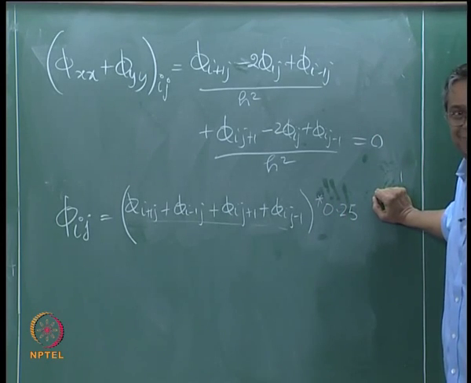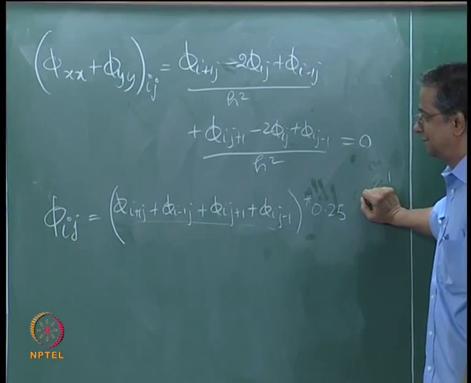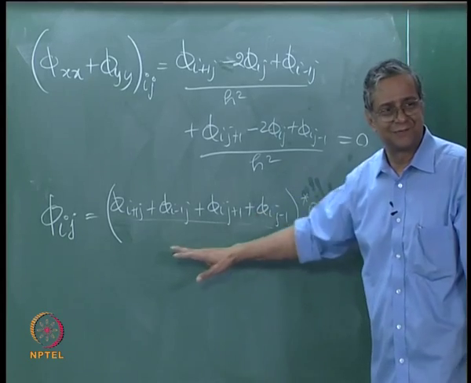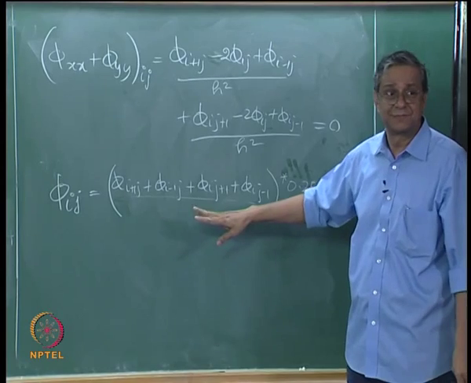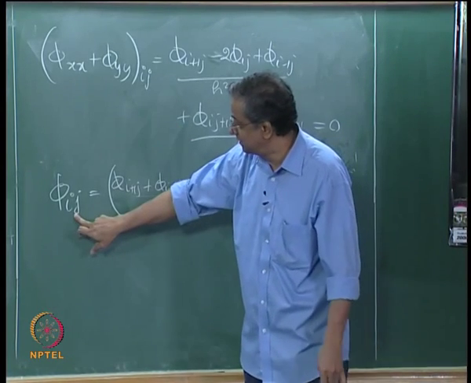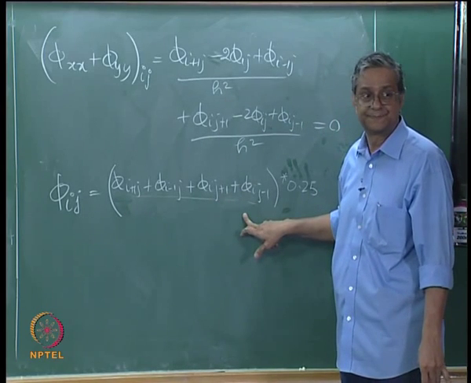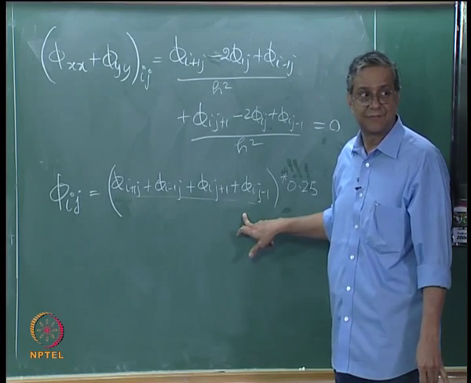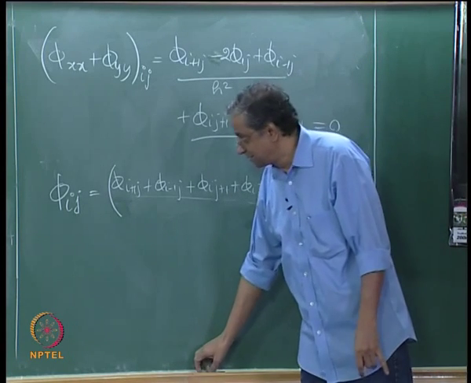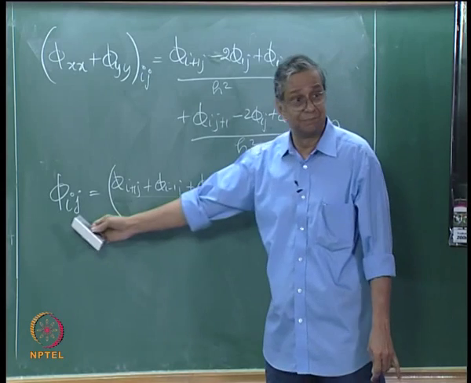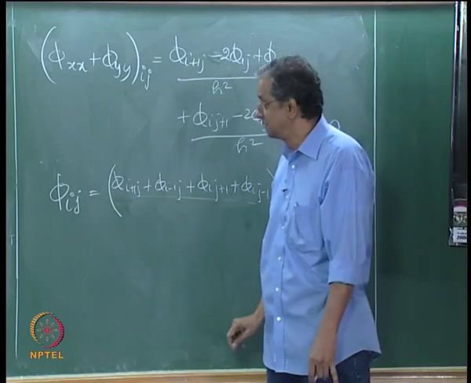Is that fine? But the by 4 is important. It is the average of the neighbors. That is the key. The solution to this equation at this point, the value at this point, is the average of the values at the neighboring points. Is that fine? So now we have some mechanism by which we can represent Laplace's equation at a given point. We will see what we can do with this.